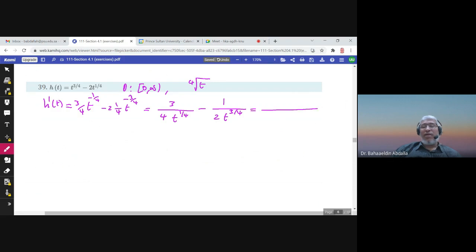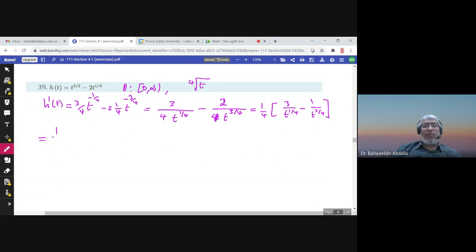Now I need to add these two fractions. So for the 4, I can multiply the second one by 2. So let me make it 2 here and 4 here. So I have 4 and 4. I can take 1 over 4 outside, just simplifying the numbers. So 1 over 4, take it outside. So I have 3 over t to the power 1 over 4 minus 1 over t to the power 3 over 4. And let us add these two.